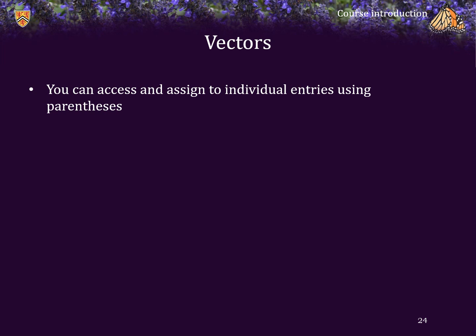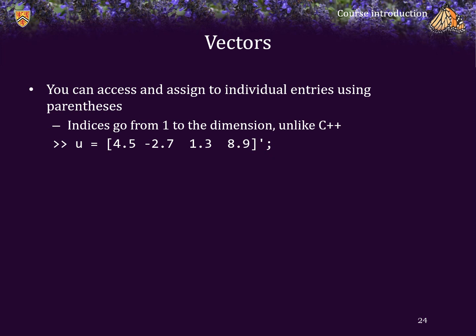In Matlab, you can access and/or assign to individual entries of a vector by using parentheses to indicate which entry you're interested in. Now, it's important to remember that the indices go from 1 to the dimension of the vector, unlike C++, where it goes from 0 to capacity minus 1. So Matlab uses the linear algebra paradigm for indexing, not the C++ variation. So here we have a four-dimensional column vector. It doesn't matter if it's a column vector or a row vector, you access the entries the same way.